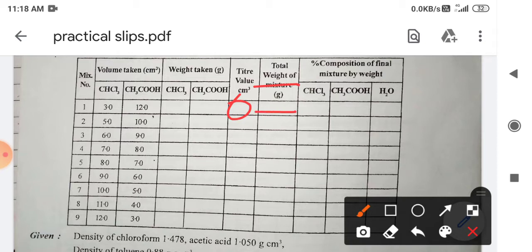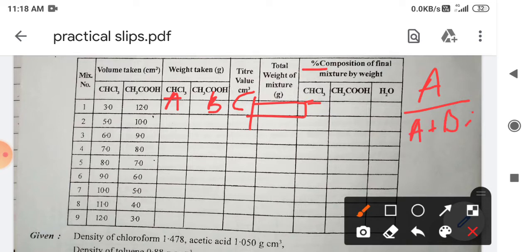Okay, so suppose these are a, b, and this will be c. If we add these three together, we get the total weight of the mixture. If you want to find out the percentage composition of the final mixture by weight, first, say, for chloroform, we simply make this calculation: a, the weight of chloroform, divided by the total weight of the mixture, that is a plus b plus c, into 100. This will give you the percentage composition of the mixture, for chloroform first.